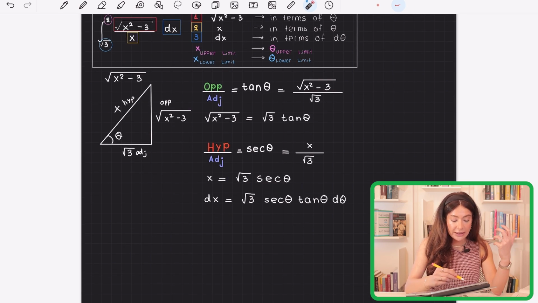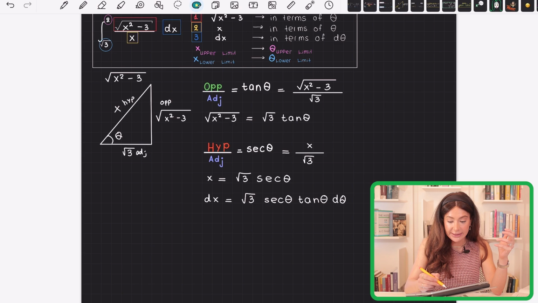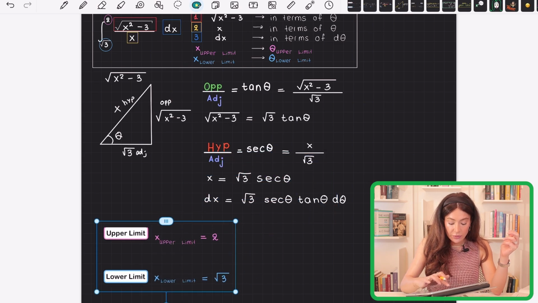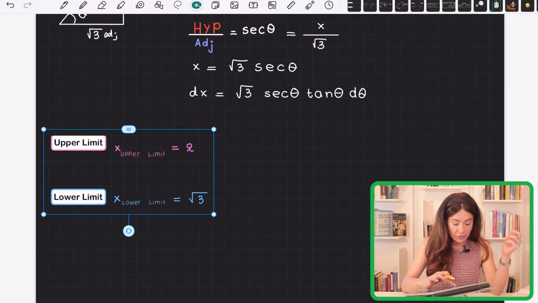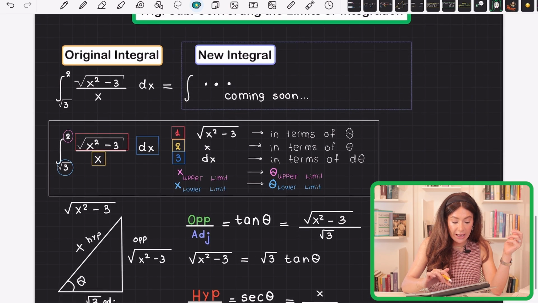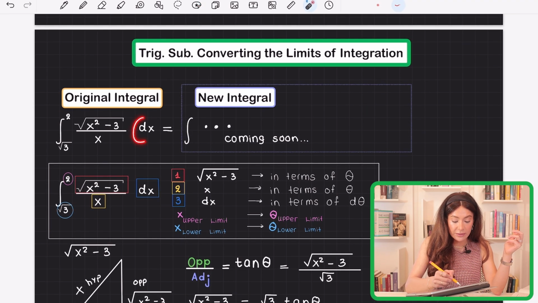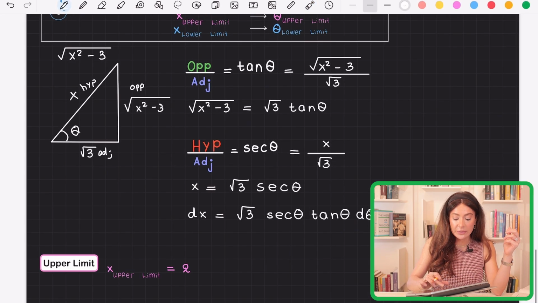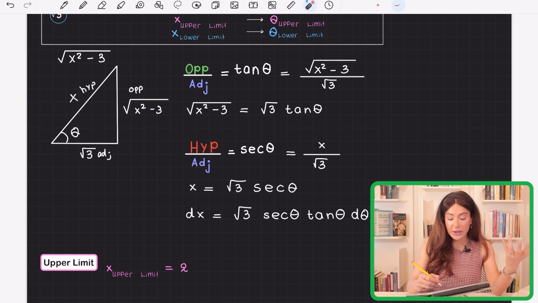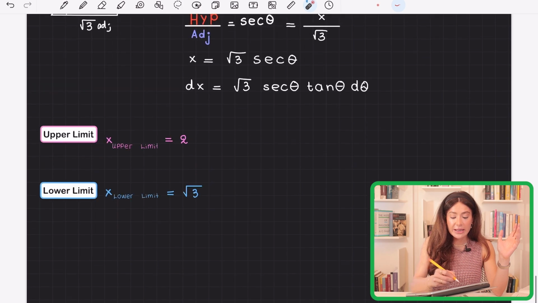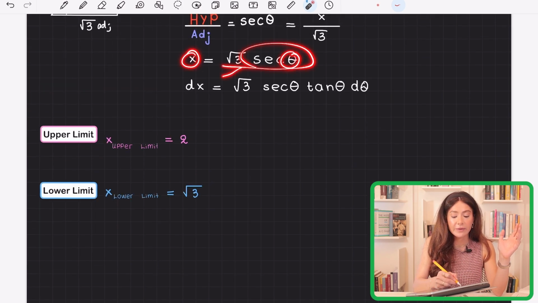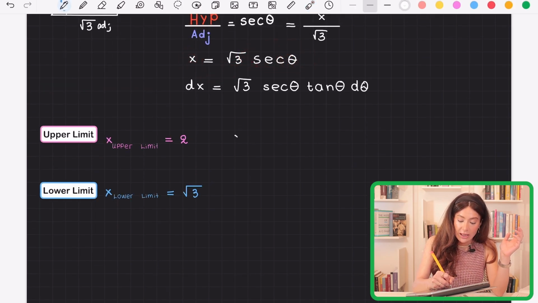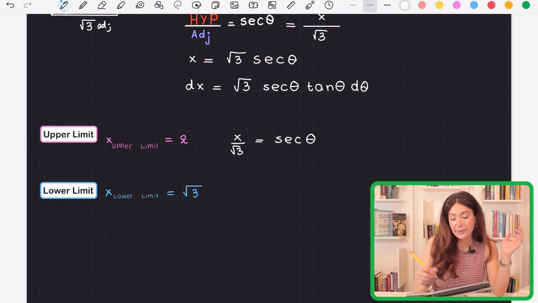But we're not done yet because we need new bounds, new limits of integration. So those were x limits of integration. You know that because you had initially dx in the integral. So these must have been x bounds. So now I'm going to get theta bounds. And how am I going to do that? Do I have an expression that connects x with theta? I do, right here. So that I can make x from thetas or theta from x's, okay? So x over square root of 3 equals secant theta.